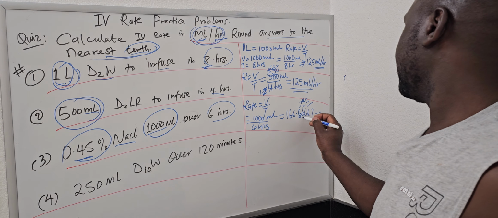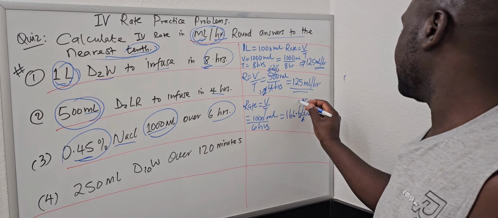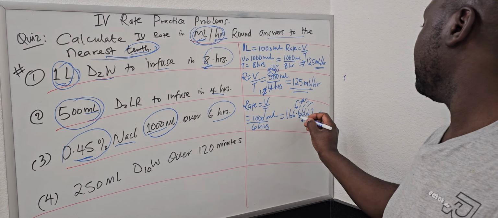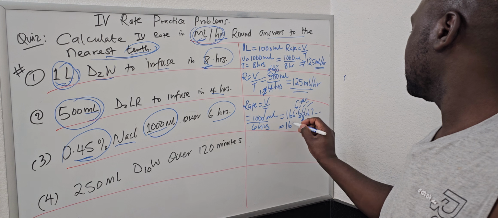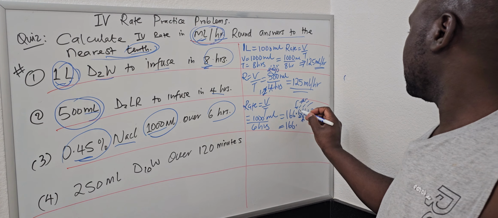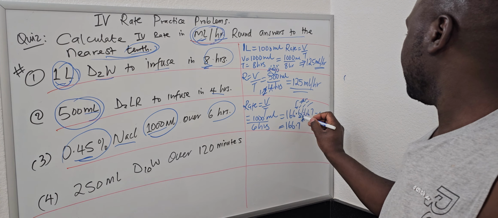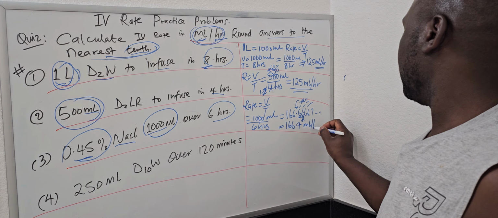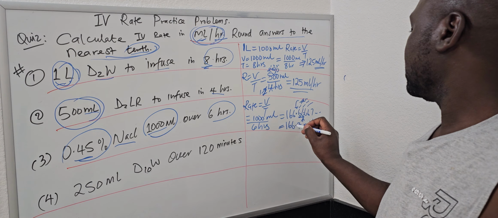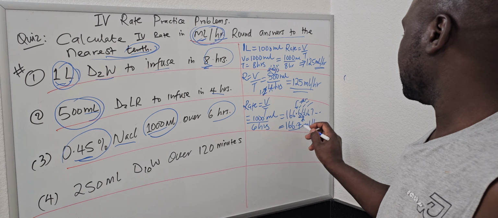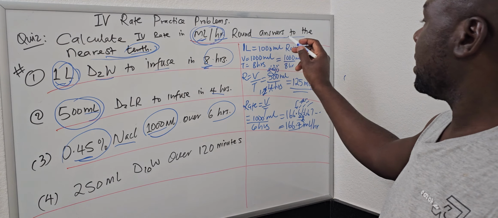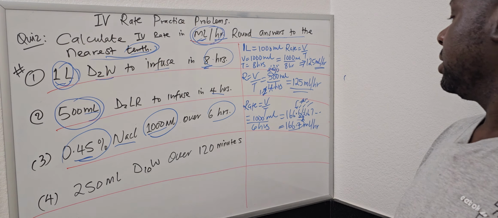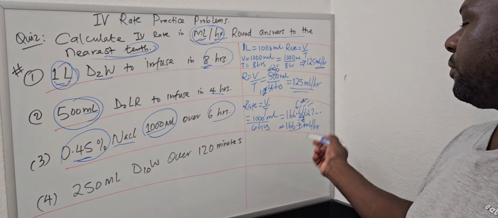So look at the hundreds digit. If it's 5 or more, it will increase the number before it. If this number is less than 5, there's no change to the number. So our answer will be 166.6, which will now be 7 because the number next to it is above 5. The answer is 166.7 ml per hour, and that's it. If you don't know how to round off numbers to the tenths, I'll do a video on that next time. Don't worry about it. The calculator will be able to give you this rounded answer.